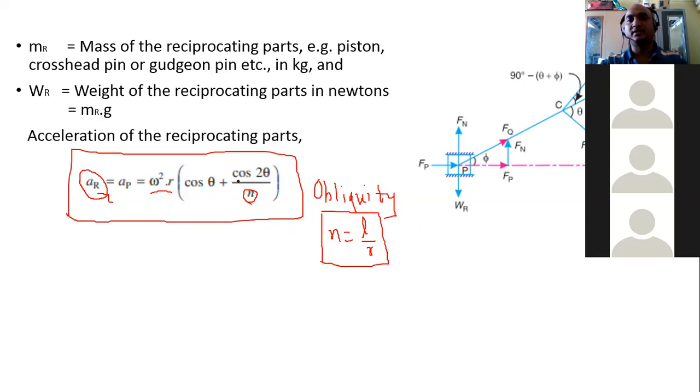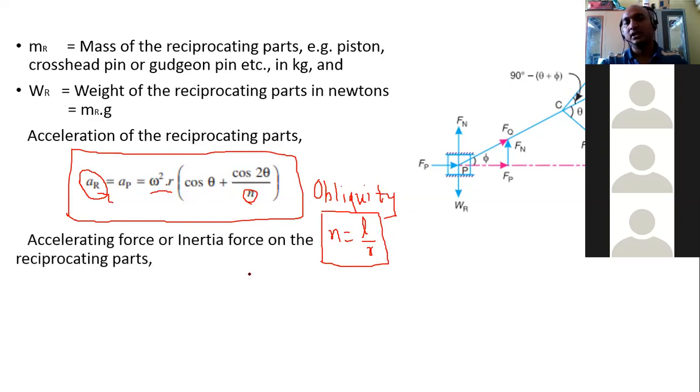And Ar equals omega square R in brackets cos theta plus cos 2 theta upon n. Therefore the accelerating force or inertia force, because both are equal and opposite, will be F equal to M into A. So it may be your FP or FI. Now first of all we'll see FI. FI will be exactly equal to this, but FP will not be exactly equal to it. We'll see why.